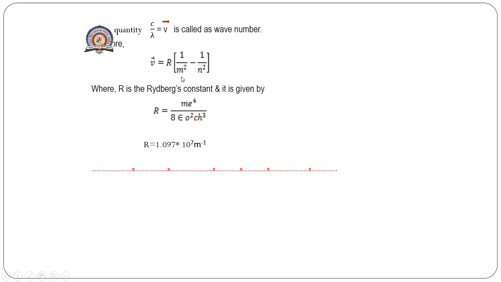R is the Rydberg constant and its value is m e raised to 4 upon 8 epsilon 0 square c h cube. Now we will get the value of R is equal to 1.097 into 10 raised to 7 per meter.